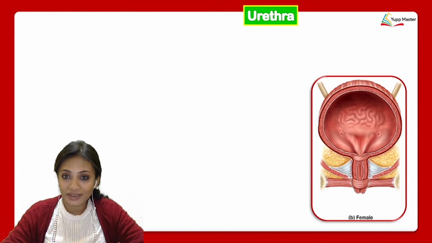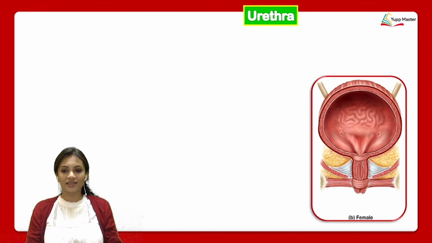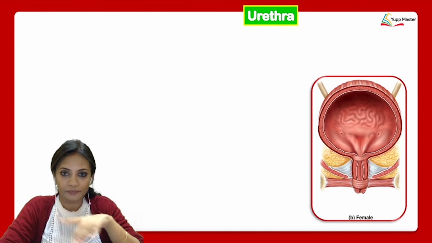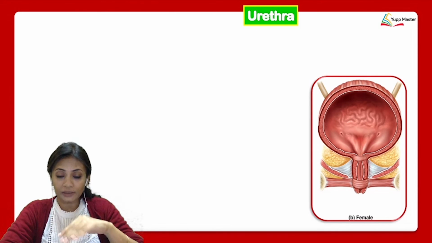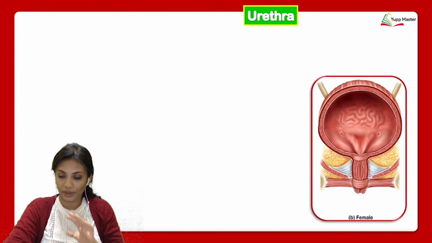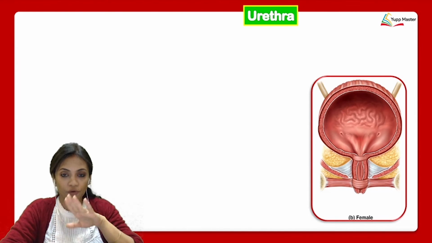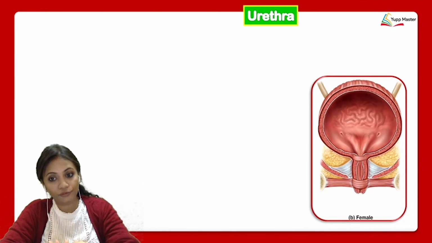After this, we're going to be talking about the urethra. Now, what exactly is this urethra? Let me tell you one thing. Urethra is the final point after which that urine is going to be passed to the outside. Okay. Now, this urethra is going to be of a different length for males and a different length for females.